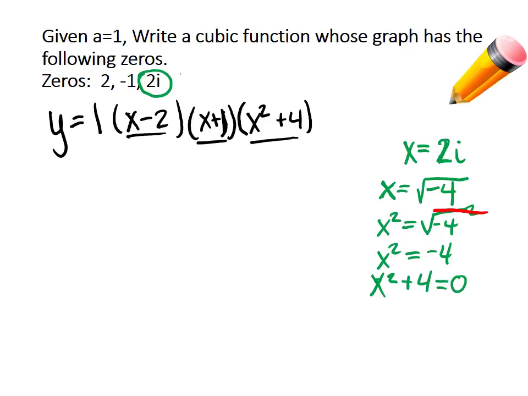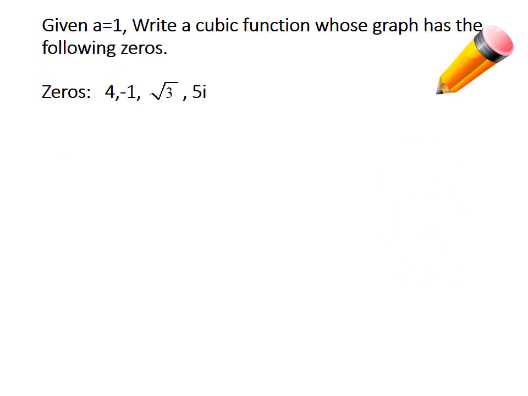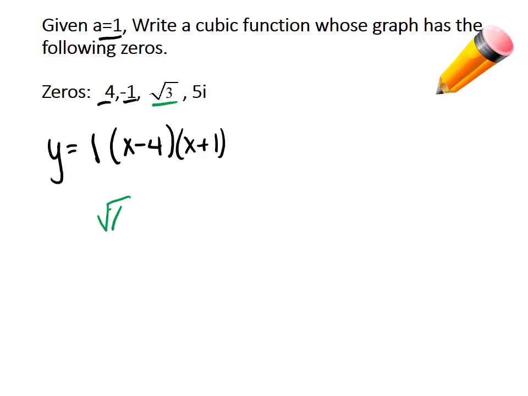Let's take a look at another example. In this one, I'm also giving you that a equals 1. Let's check out the first few zeros. We'll have x minus 4 and x plus 1. So those are taken care of. Now I have to do a little bit of work for this square root and i. Let's start with the square root. I'm going to take my square root of 3 and set it equal to x.